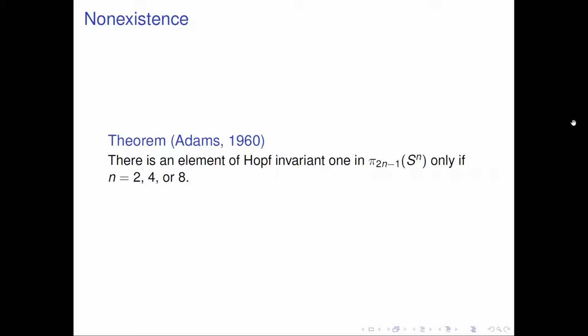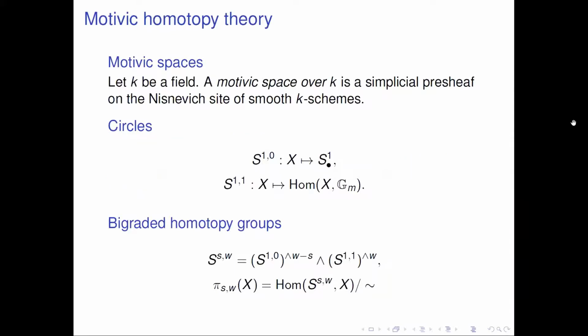Balderrama, Culver, and I are interested in understanding the same type of question, but for varieties instead of topological spaces. For this, we need motivic homotopy theory, or the homotopy theory of algebraic varieties. Let's fix a field K. A motivic space over K is a simplicial presheaf on the Nisnevich site of smooth K-schemes. This definition is a little too technical for this video, so for now, all you need to know is that a motivic space assigns to every smooth scheme X some simplicial set or space.